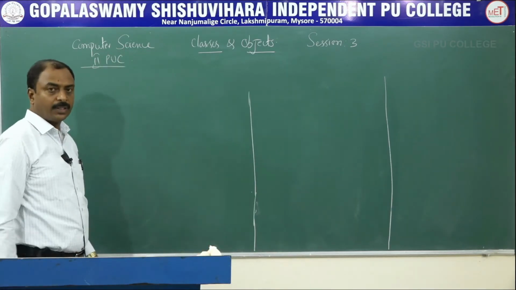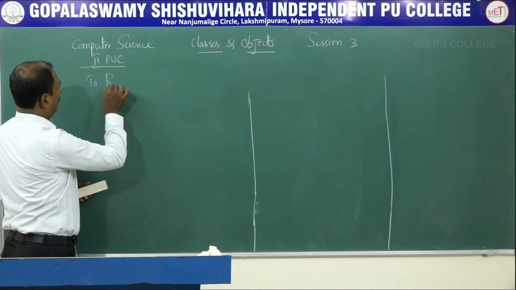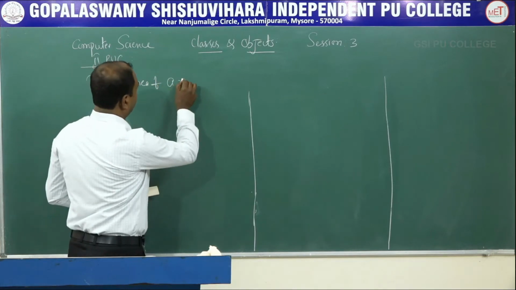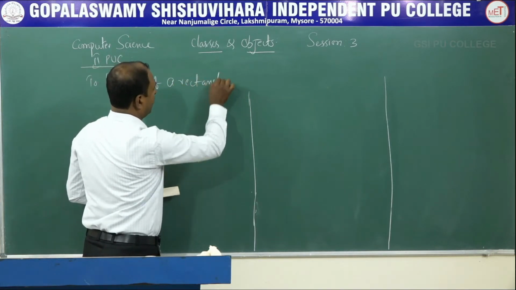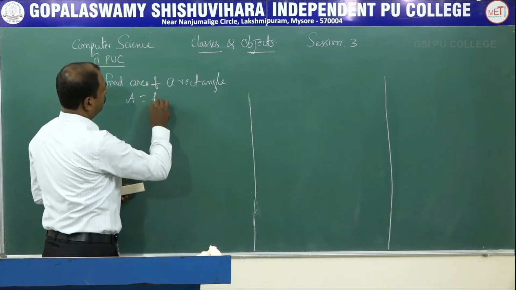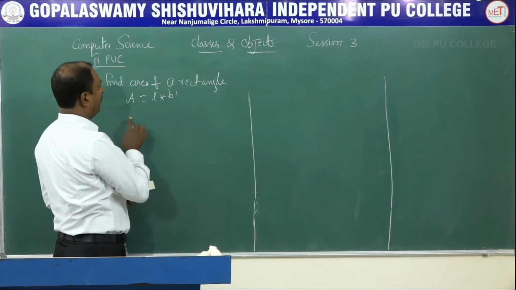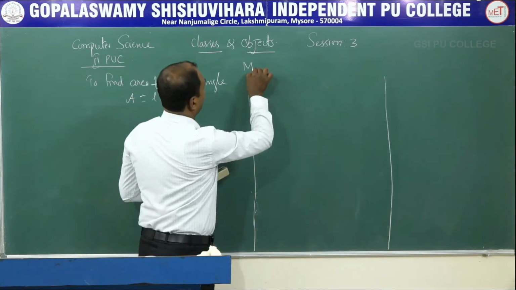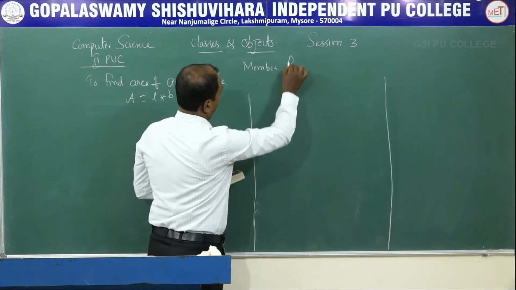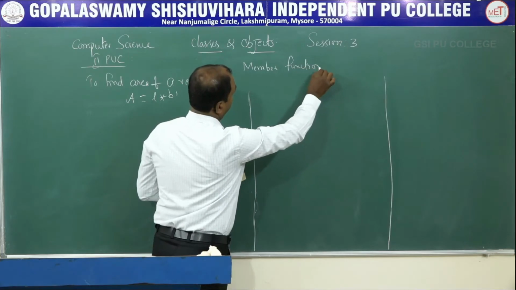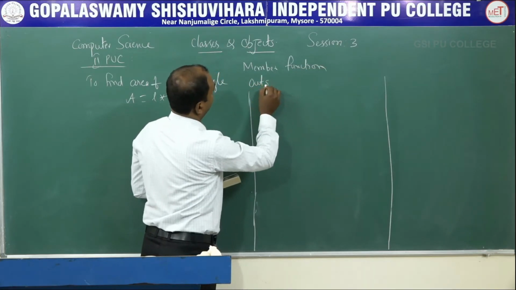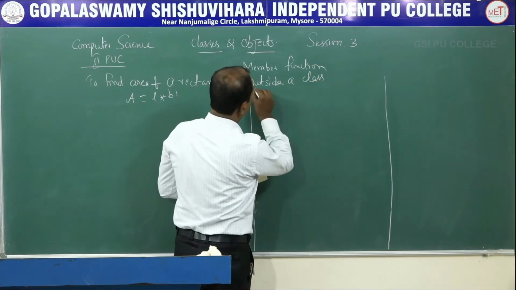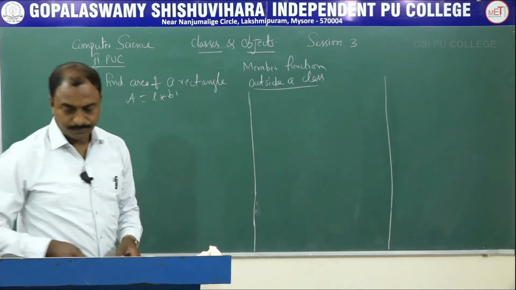Students, next program is to find the area of a rectangle. You know the formula, A equals L into B, where A is area, L is length, B stands for breadth. And this is an example for a member function outside a class. Let us write the program.